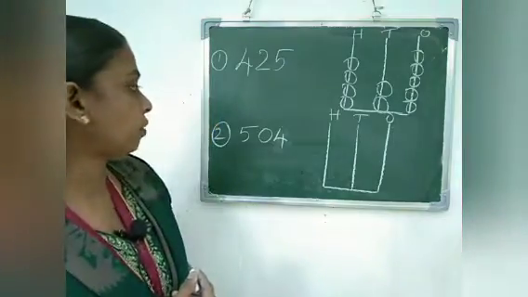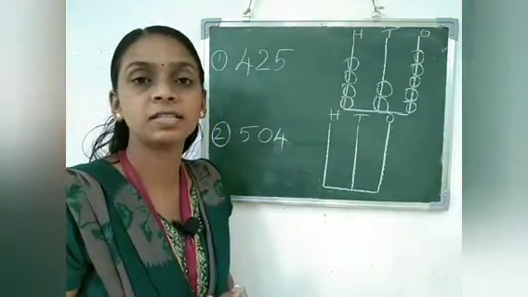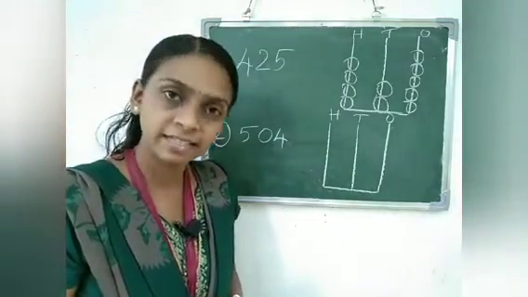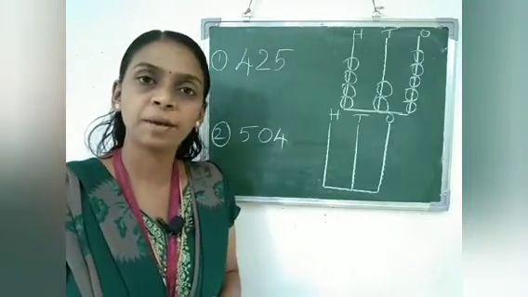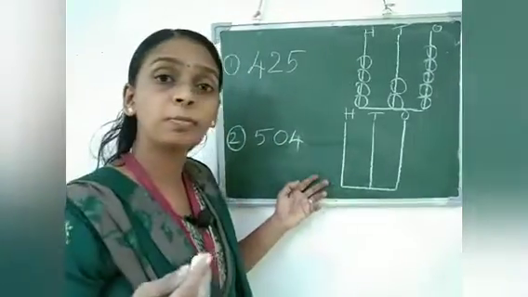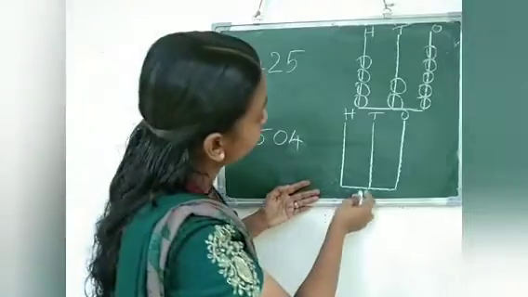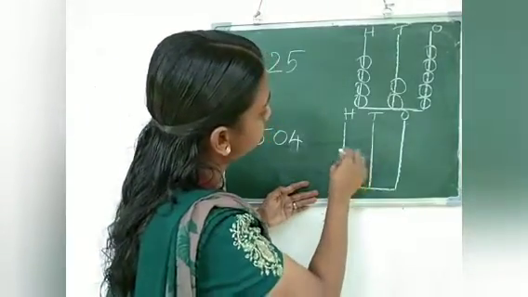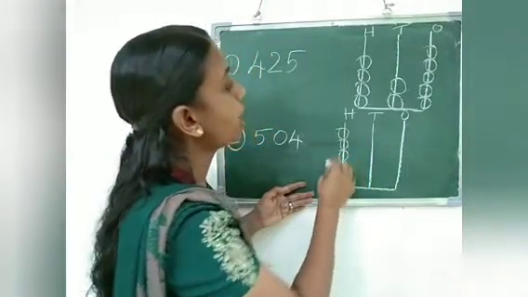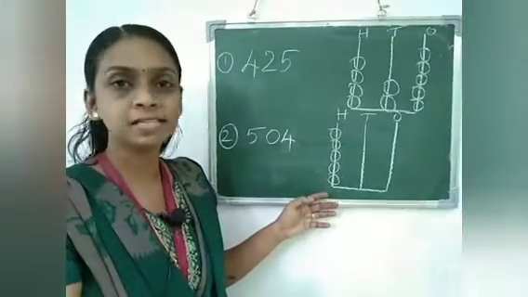So tell me, all of you, which number is here in the hundreds place? Yes, it is 5. So how many beads do we have to draw? We have to draw 5 beads in the hundreds place.